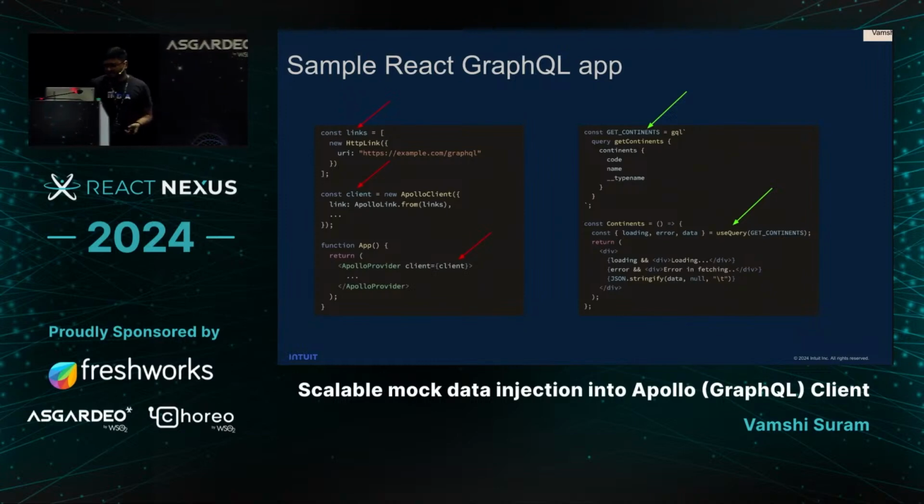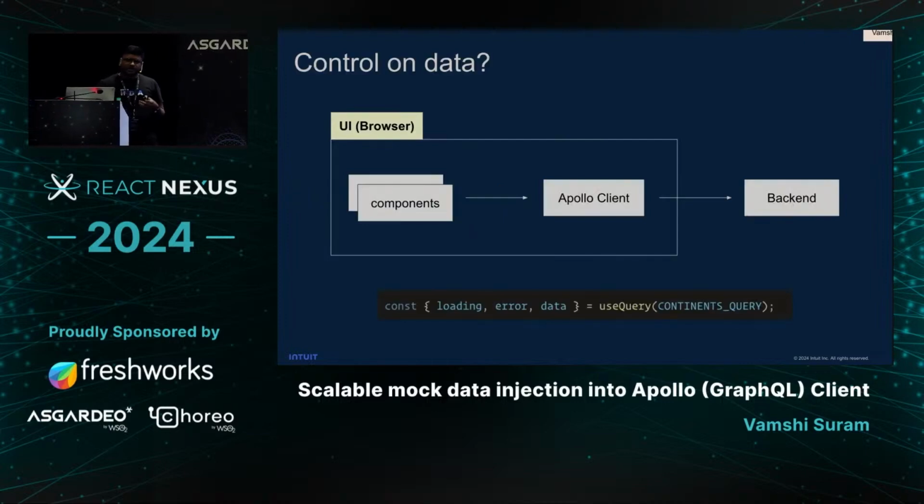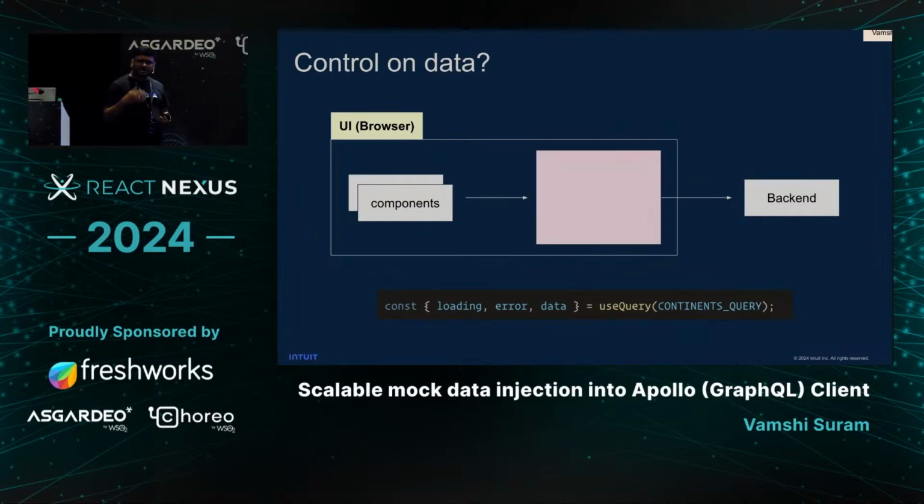But with that, what is the problem? It is such a nice abstraction, but what is the problem? You will not have control over the data. Apollo client is like a magic box. You give it the query, it will query the backend and get the response, and your React application will render that data.